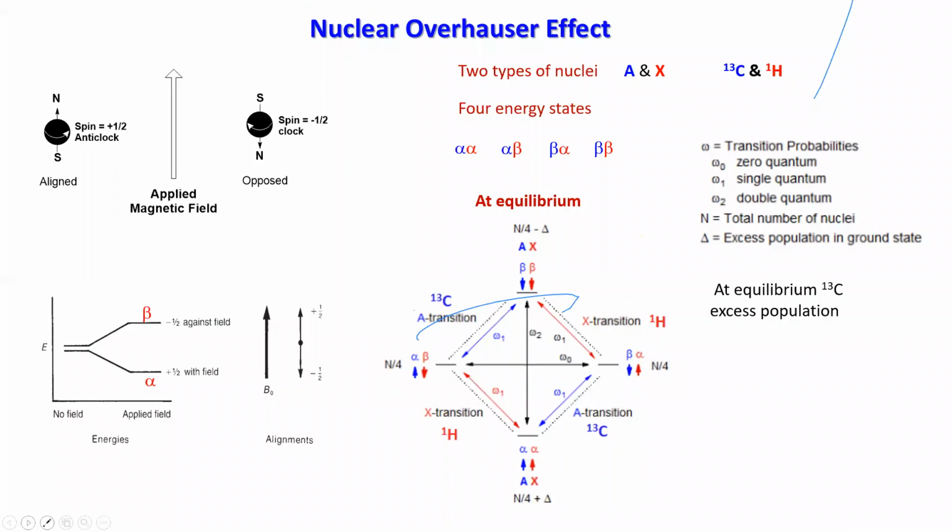Now you tell me, if I try to do the calculation at this particular equilibrium, the excess population of 13C. Can you tell the excess population of 13C in this case?